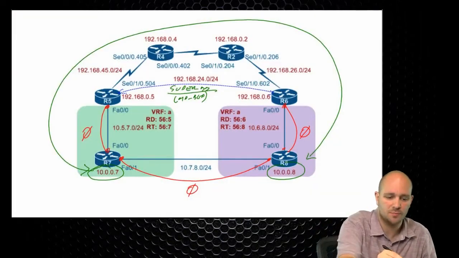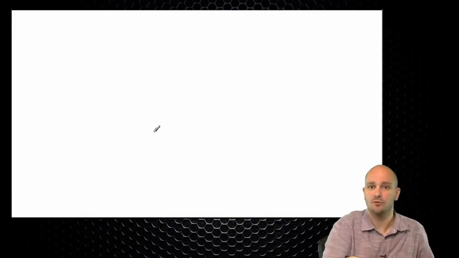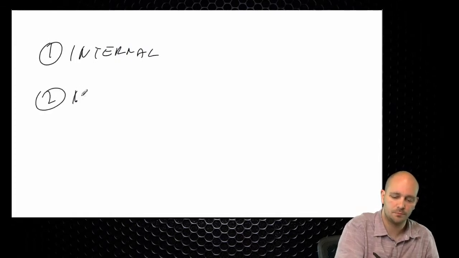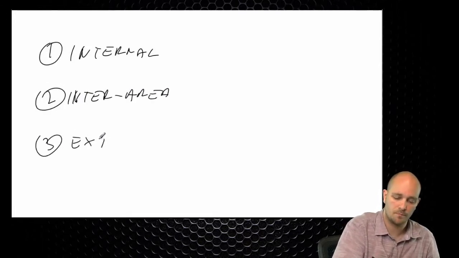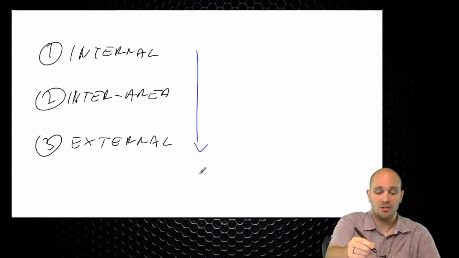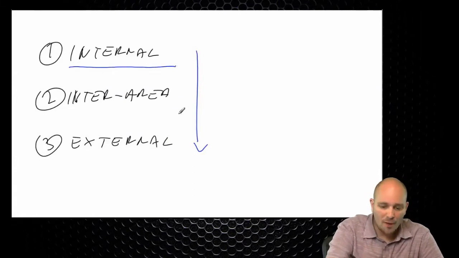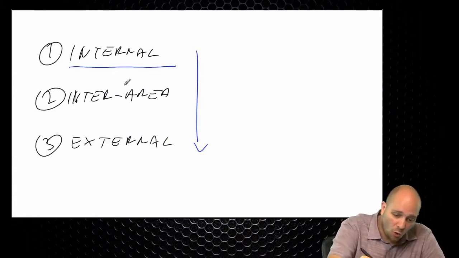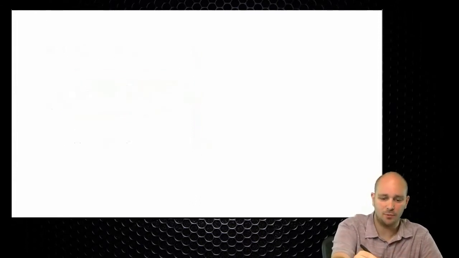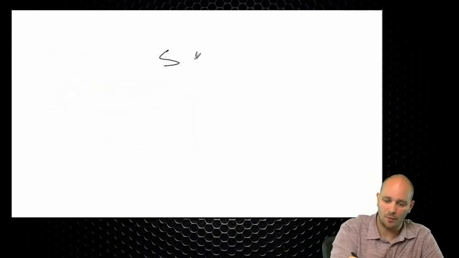Now, the basics of OSPF say that the routes are divided into 3 categories: internal routes, inter-area routes, and external routes. Now, this is the order of preference, right? So if I have an internal route, no matter what the cost on it, it will always be better than the inter-area route.